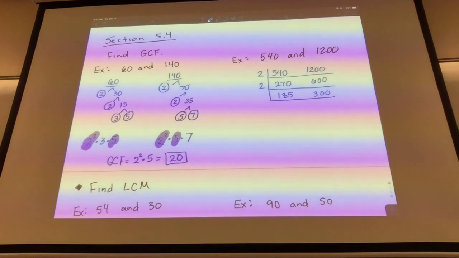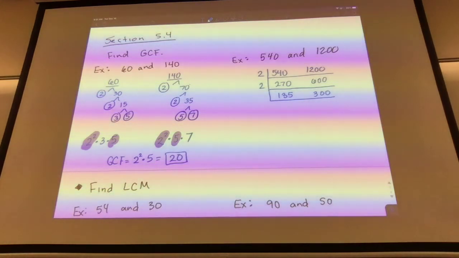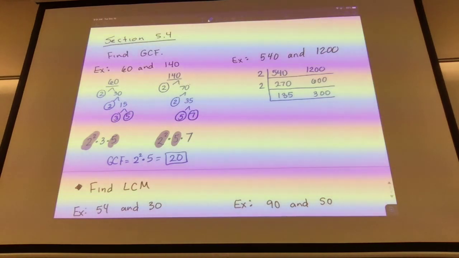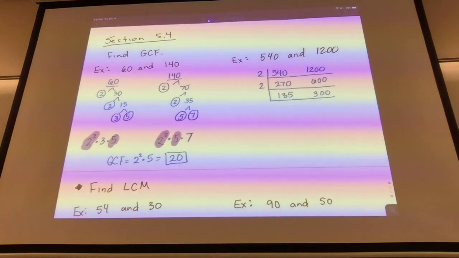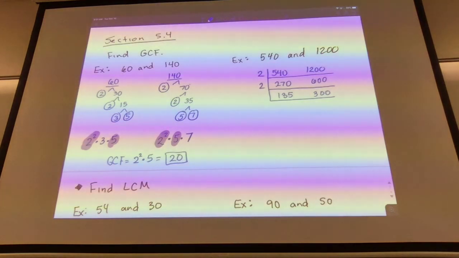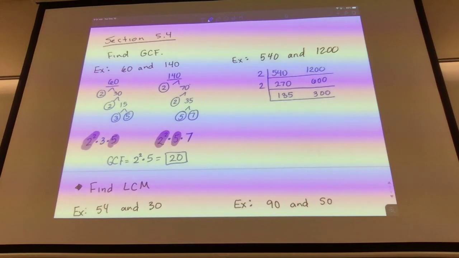Well, 135 ends in a 5, so my 2's are over. My next divisibility rule is 3, or I could have jumped to 5, but we're going to see 300 is easy, because 3 divided by 3 is 0, and then 5 plus 3 is 8, plus 1 is 9, so 135 adds to give us 9, and that's divisible by 3, so I'm going to divide a 3 out of both of them.